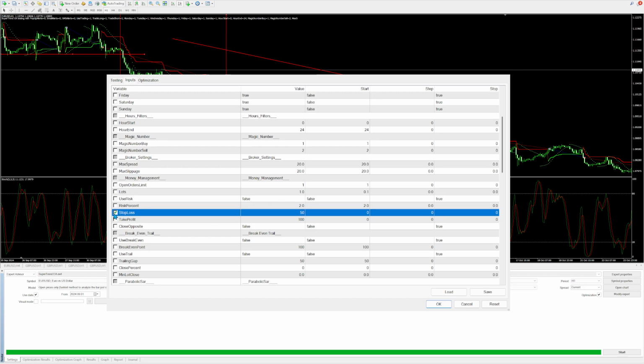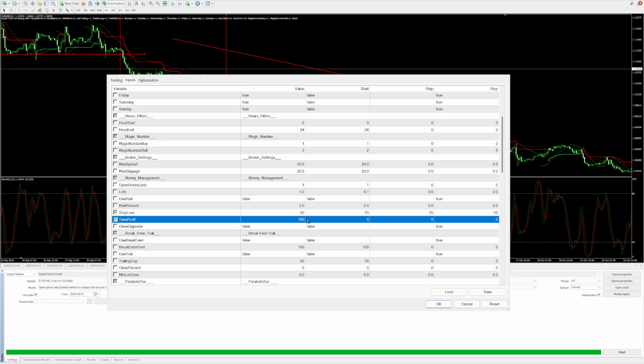So what you do is if you want to optimize the setting, you just click the box next to it. So see that, just click that. And then what do you want to start optimizing? So we'll start with a 25 pip stop loss. We'll go up in steps of 25, and I think we'll stop at 50. So this will optimize a stop loss of 25 and 50, because we're starting at 25, we're stepping at 25, and we're stopping at 50.